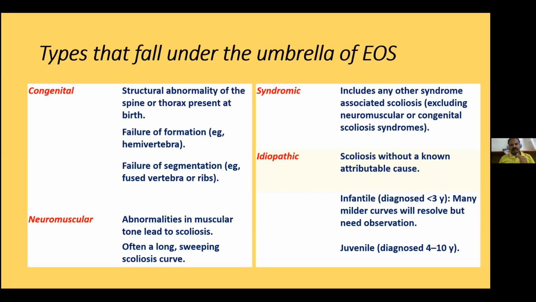Even the spondyloepiphyseal dysplasias will come under this syndromic variety. And if you don't find any cause, then that will fall into this idiopathic variety. And there are two types of idiopathic variety as well. If the onset of curve is before 4 years, then it's infantile, and if it is 4 to 10, then it is juvenile.